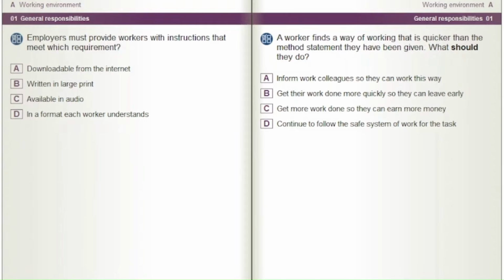A worker finds a way of working that is quicker than the method statement they have been given. What should they do? Inform work colleagues so they can work this way. Get their work done more quickly so they can leave early. Get more work done so they can earn more money. Continue to follow the safe system of work for the task.